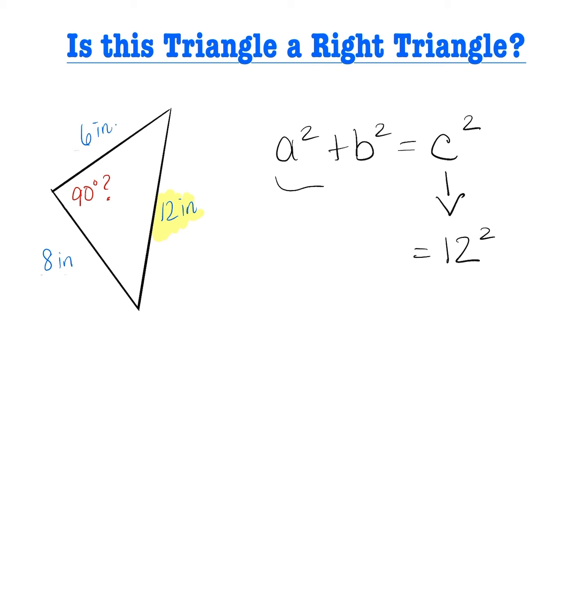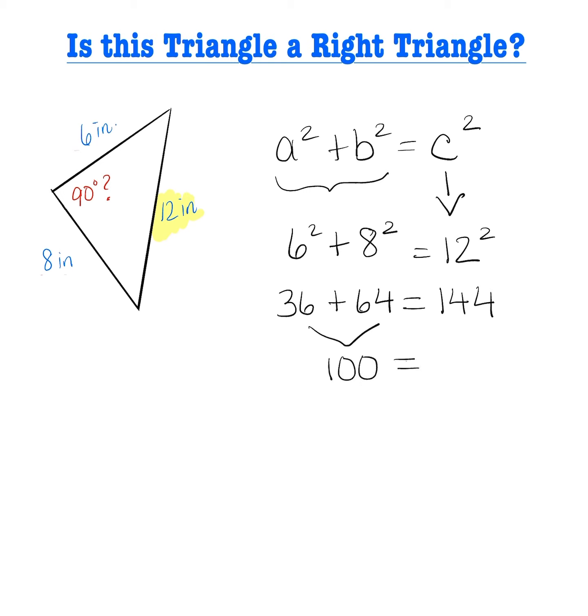The a and the b are the legs. Again, interchangeable. It doesn't matter. So I have 6 and 8 as my legs, and I can write down 6 squared plus 8 squared or the other way around. All right, let's evaluate. 6 squared is 36. 8 squared is 64. And 12 squared is 144. 36 plus 64 is 100. So I have 100 equals 144.